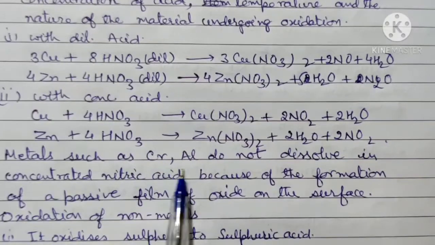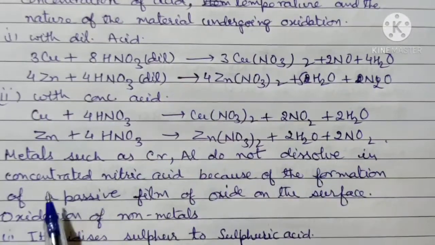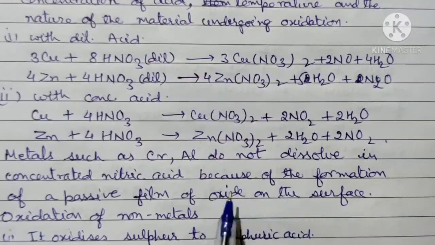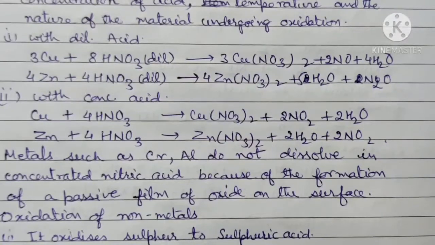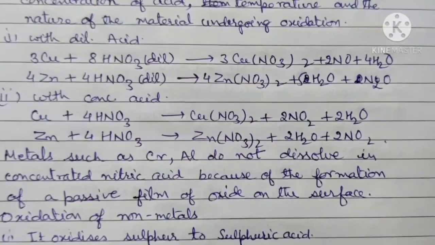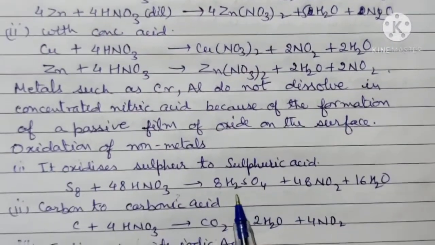Metals such as chromium and aluminium do not dissolve in concentrated nitric acid because of the formation of a passive film of oxide on the surfaces. That means the surface of aluminium is coated with a thin layer of aluminium oxide, and that is passive towards nitric acid, so it does not dissolve in nitric acid.